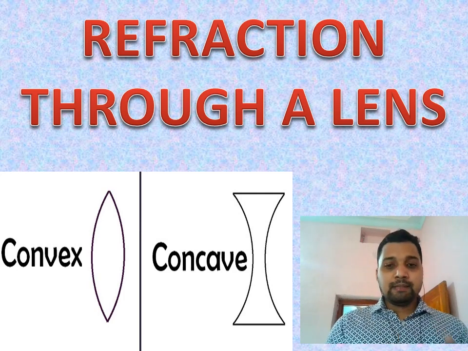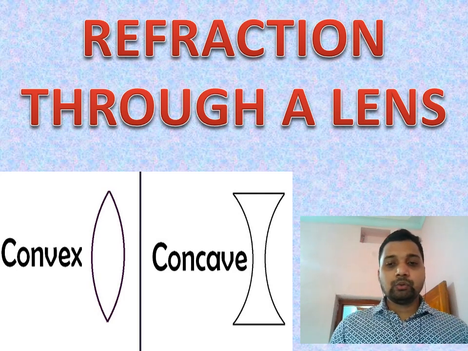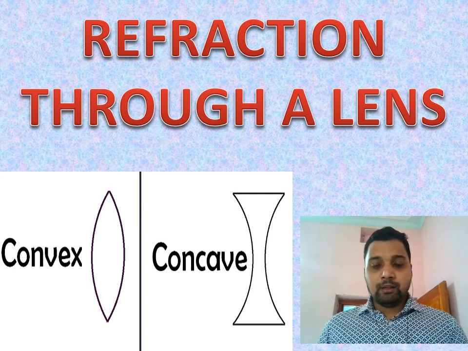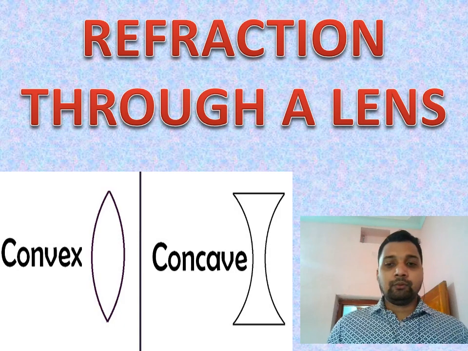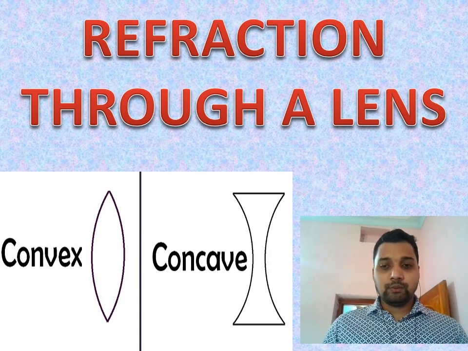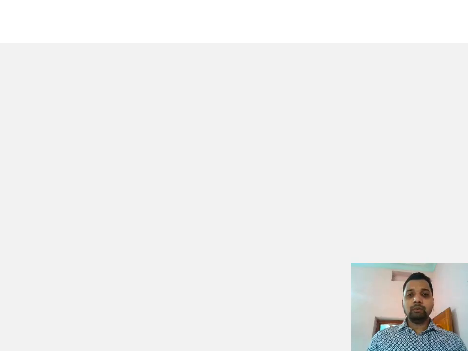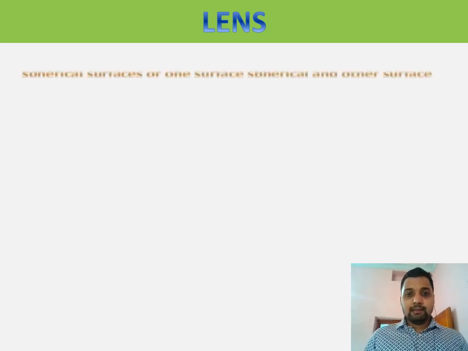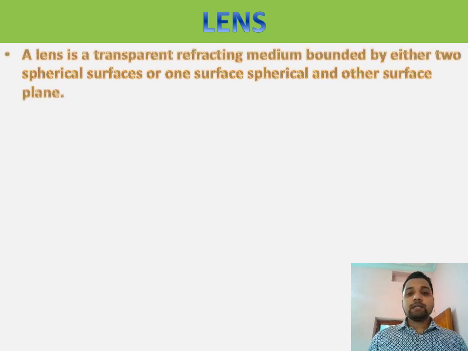Lens is basically of two types, and for these two types we'll discuss their image formation and other properties related to the lens. So let us start this topic. First thing to know: what is a lens? Most of the time we use lenses in spectacles, for those who have eye problems. So first let us know what this lens is.